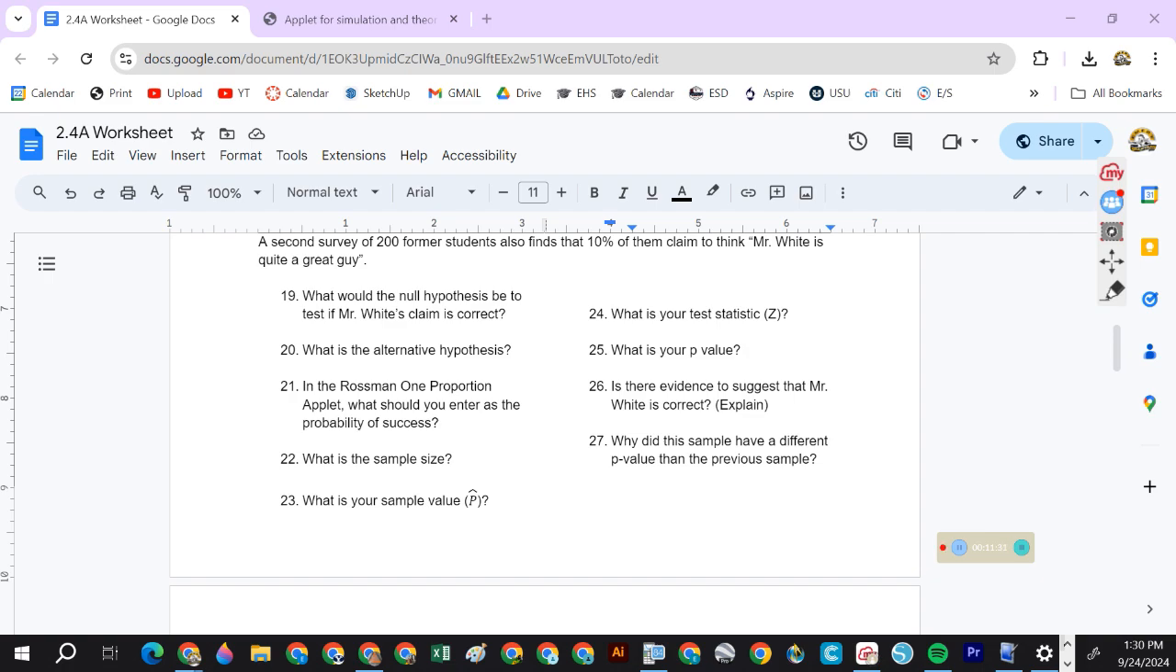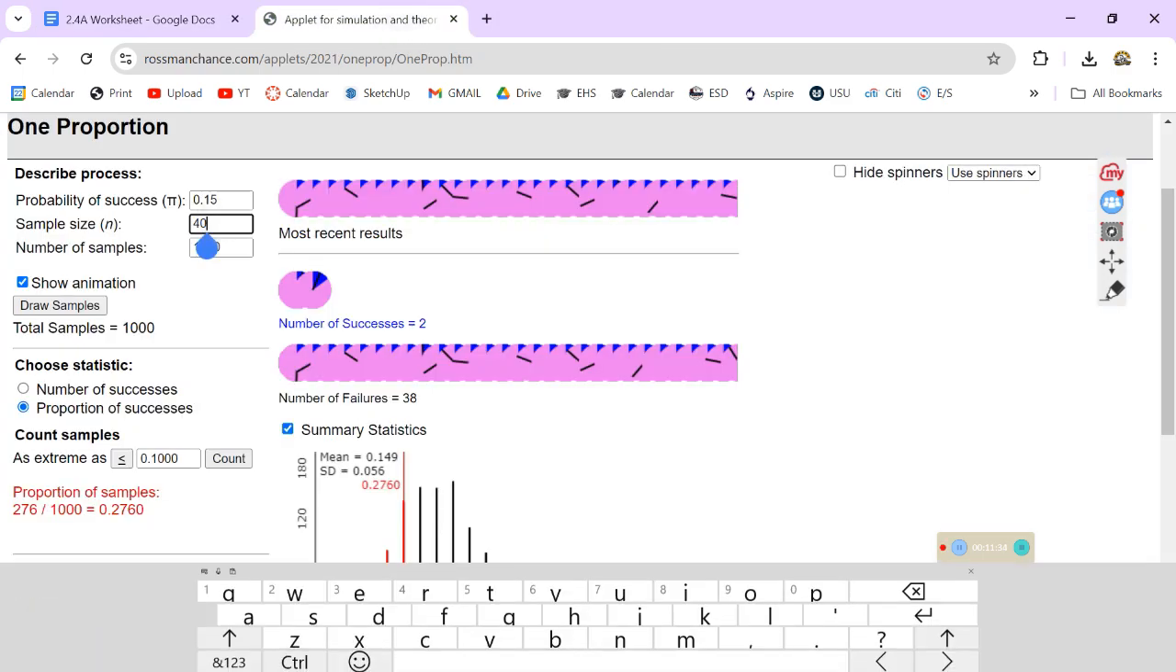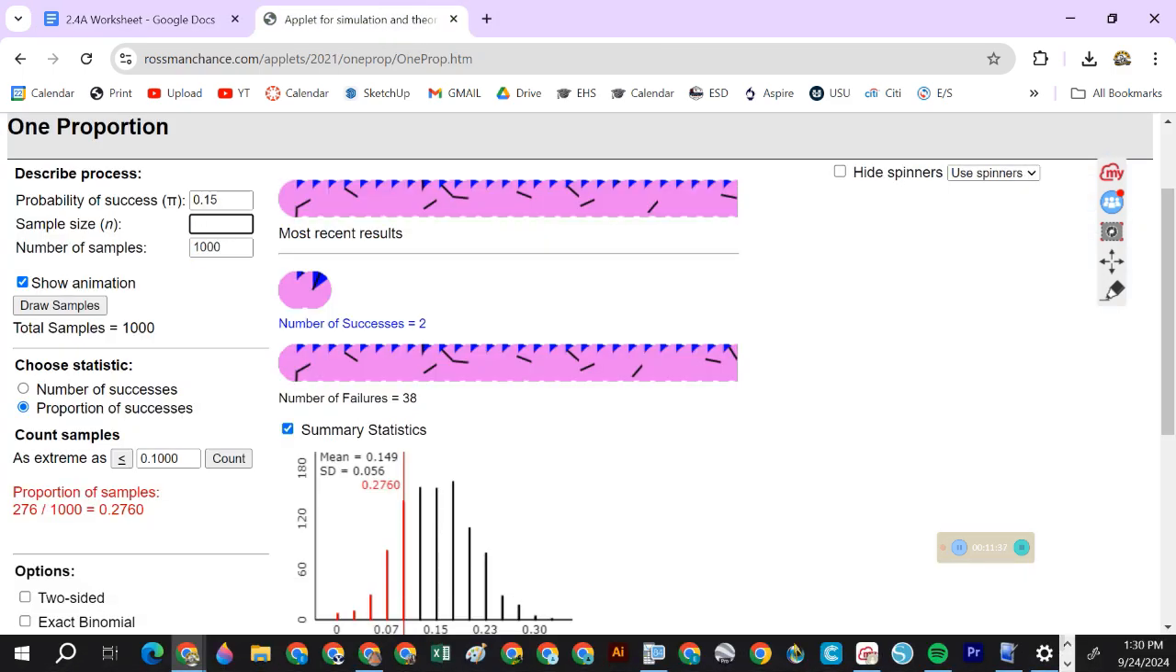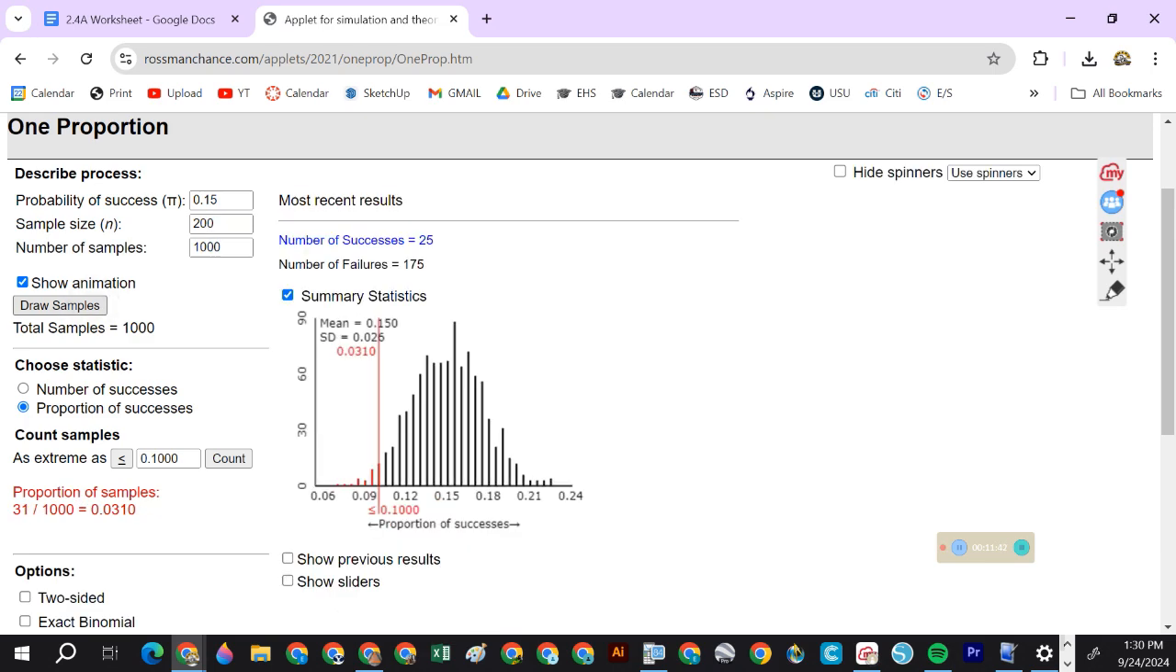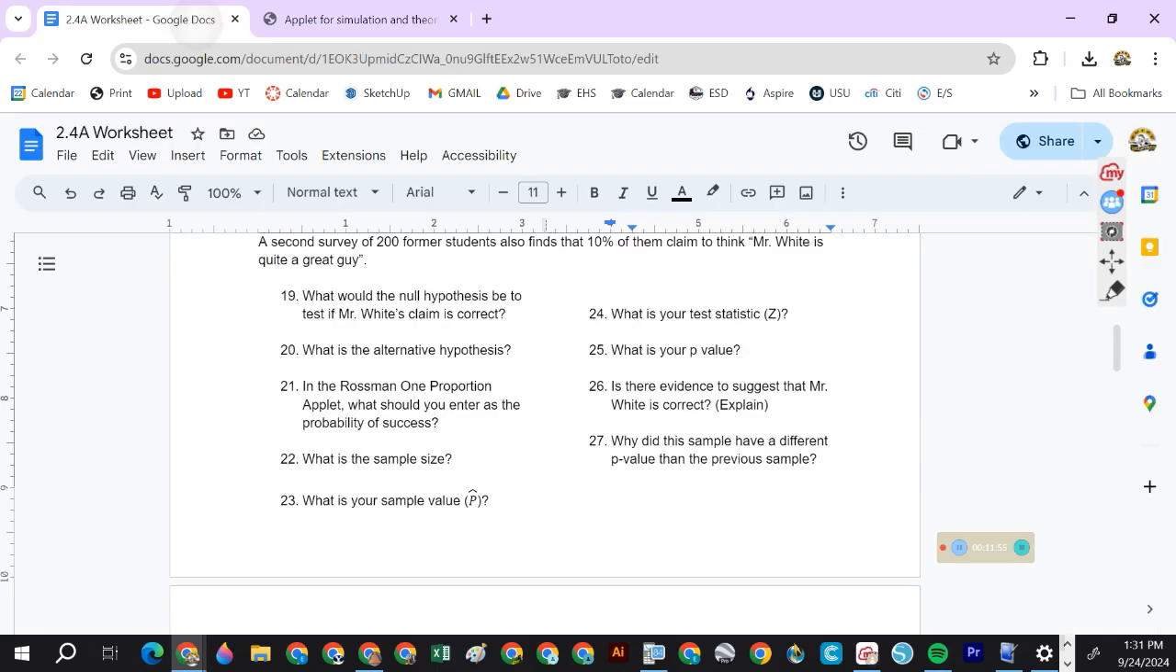So let's enter those into our app. So I'm going to change this to 200. And I'll draw my samples. Should we use number or proportion? Proportion is just so much easier. So my proportion is going to be less than 10%. Okay. So my sample size is 200. What is my sample value? It's 10%, 0.1. What is my test statistic?